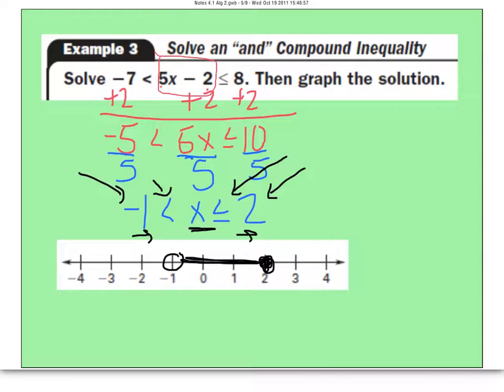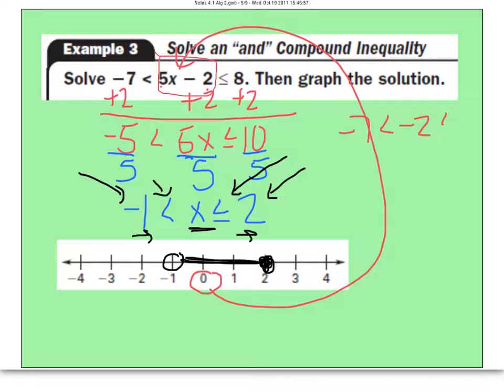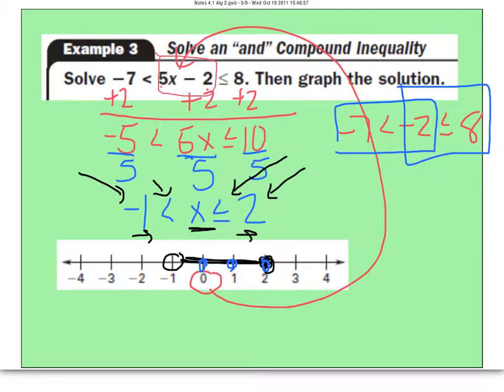So that means if we were to put, for example, x of 0 back into this inequality, what we would get is negative 7 is less than 5 times 0 is 0 minus 2. I would put negative 2, which is less than or equal to 8. Is this a true statement? Is negative 2 greater than negative 7? Is negative 2 less than or equal to 8? Yes, they're both true. So for this inequality, I could put 0 as an answer, 1 as an answer, 2 as an answer, for example.